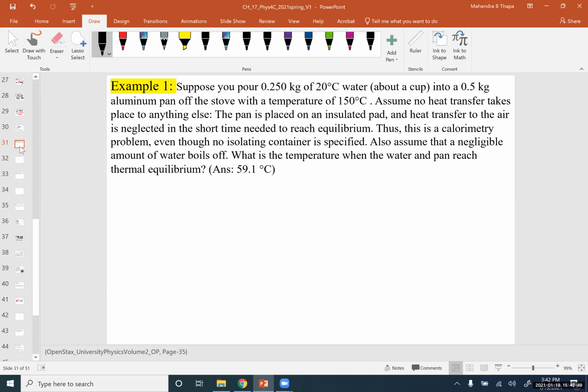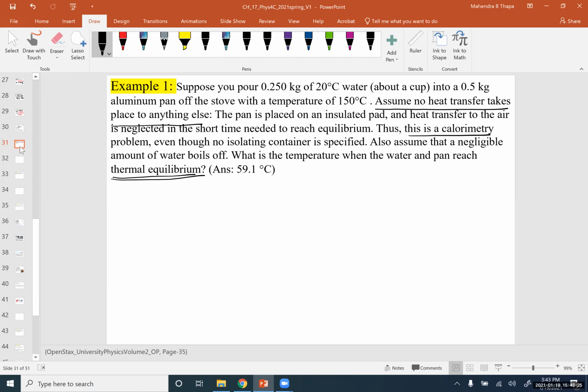Okay, there are always some assumptions in physics: assume no heat transfer takes place to anything else. The pan is placed on an insulated pad, so heat transfer to the air is very small. This is a calorimetry problem. Our goal is to find the temperature when water and pan reach thermal equilibrium. Thermal equilibrium means they are at the same temperature.